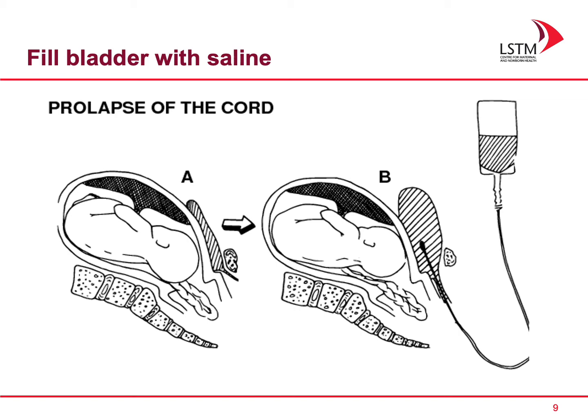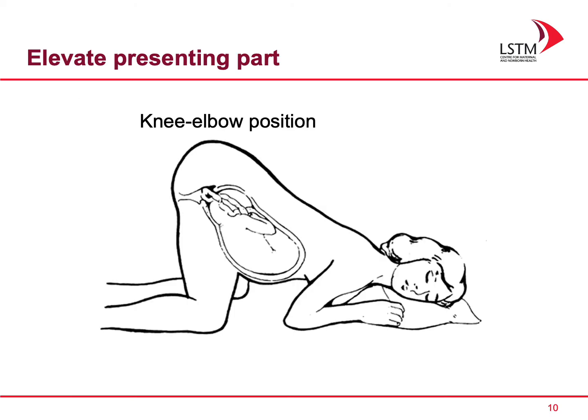This picture shows how we're going to inflate normal saline into the bladder, where first of all we empty the bladder as shown in figure A, and then once we've deflated the bladder, we infuse our normal saline until the bladder is full. That will push the head away, or the presenting part away from the outlet, thus releasing the compressed cord.